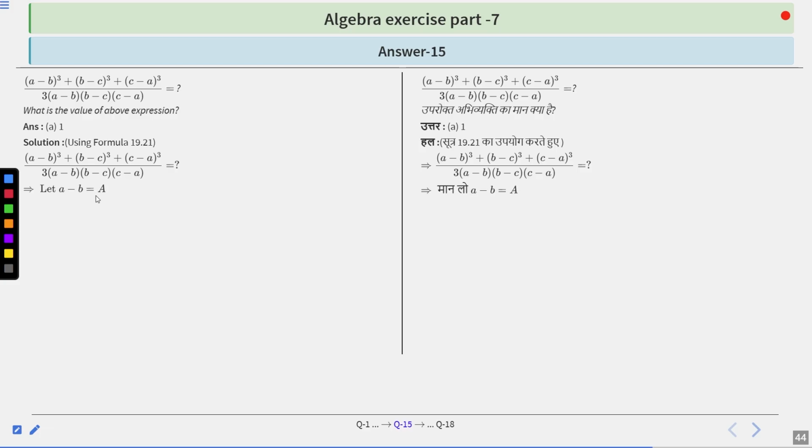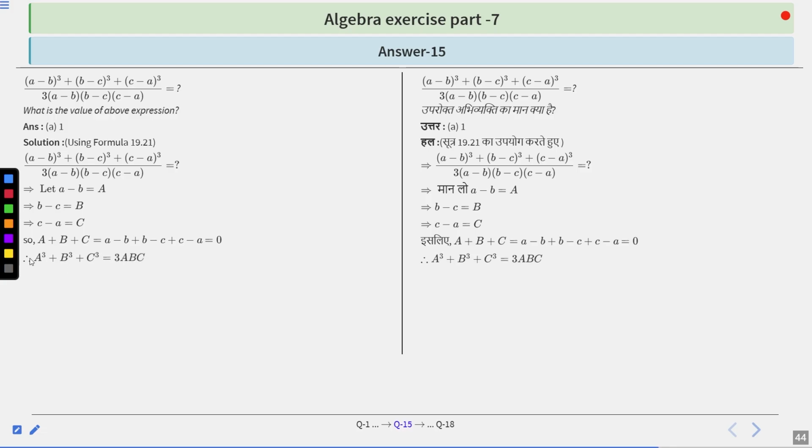So let a − b be equal to capital A, b − c be equal to capital B, and c − a be equal to capital C. Then adding them, capital A + capital B + capital C is going to be equal to a − b + b − c + c − a. That is equal to 0. So if capital A + capital B + capital C is equal to 0, then A³ + B³ + C³ is always equal to 3ABC.